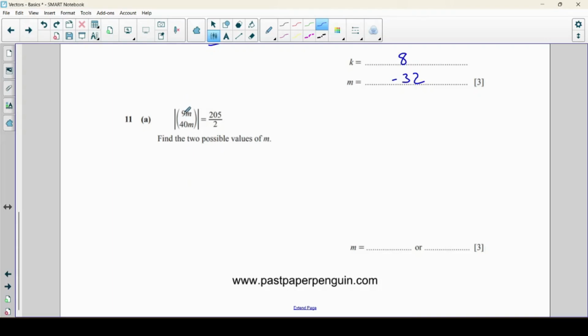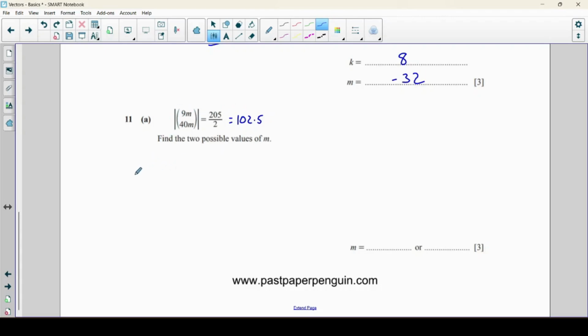This question is a bit tricky, especially in the way it's presented. So if you look carefully here, we've got the magnitude symbols either side of this vector. So what it wants us to do is find m when the magnitude of this is equal to 205 over 2. I think it makes it even more difficult the fact that they've written 205 over 2 here, rather than just writing that as 102.5. So let's straight away write that.